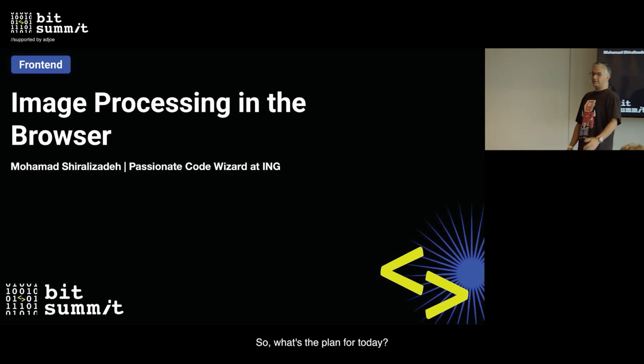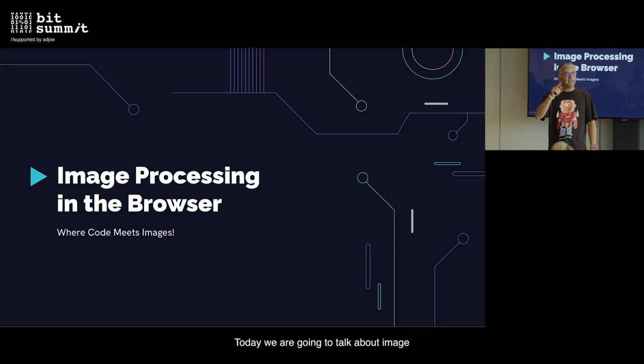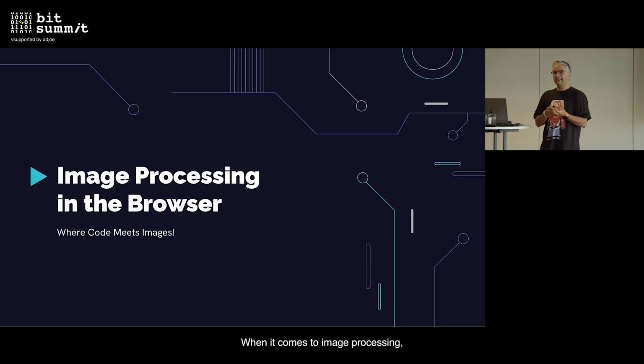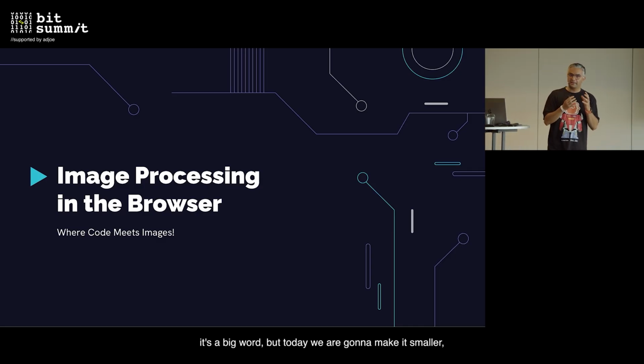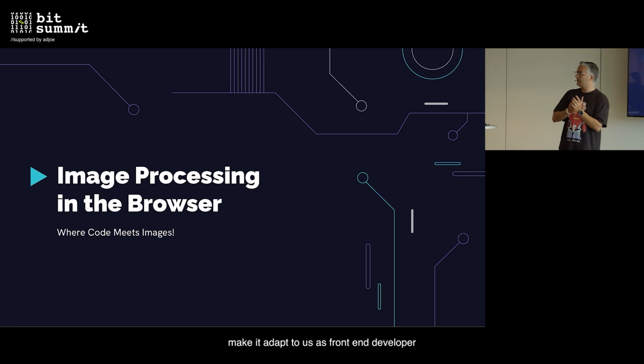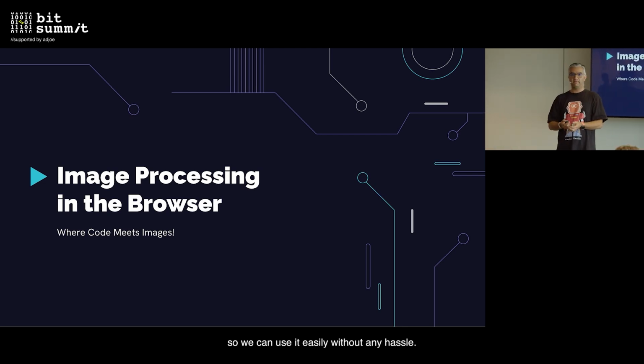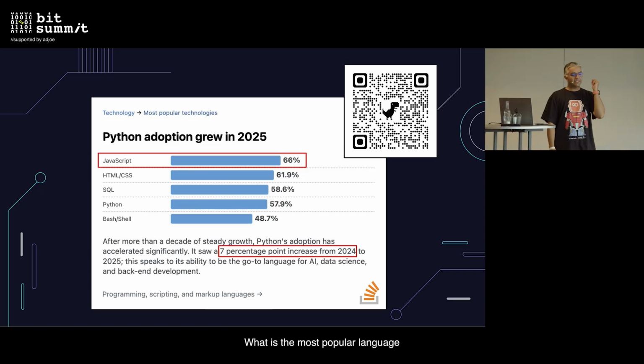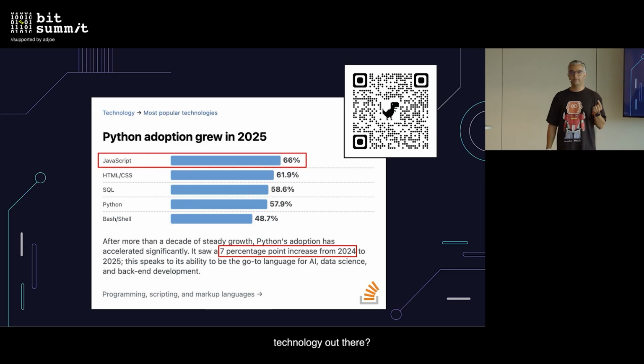So what's the plan for today? Today we are going to talk about image processing in the browser. When it comes to image processing, it's a big word, but today we are going to make it smaller, make it adapt to us as front-end developers so we can use it easily without any hassle. So first question, what is the most popular language technology out there?